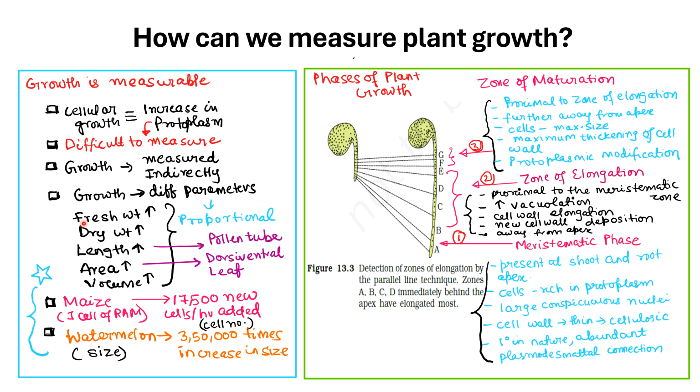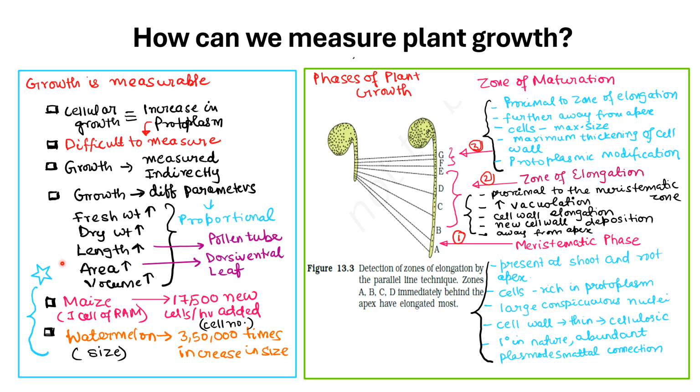plant. For example, we can take fresh weight, which is nothing but directly we take a plant sample and we measure its weight. And dry weight, after drying the plant sample, if we measure the weight, that is called the dry weight. So this increase in the fresh weight or the dry weight indicates that growth has taken place in the plants, right?